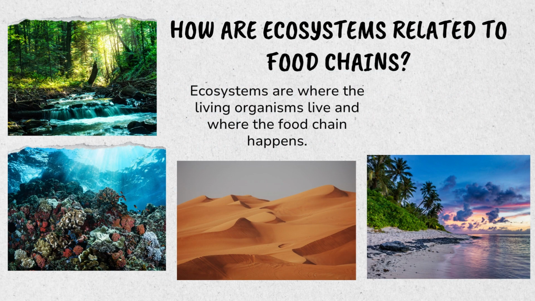Well, how are ecosystems related to food chains? All ecosystems are where living organisms live. So where the food chain happens is over there, so that's how it's related. So here are some examples of ecosystems shown in the picture.